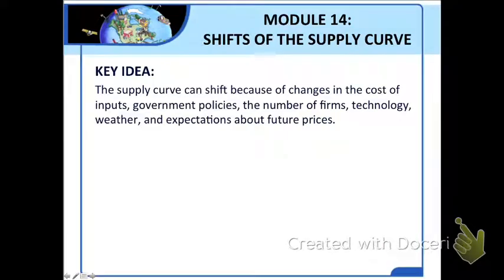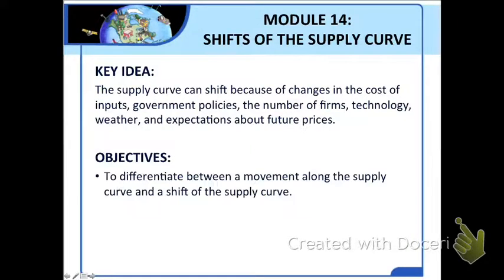The key idea that you want to focus on in this module is that the supply curve can shift because of a number of changes, what we call supply curve shifters. These are the cost of inputs, government policies, the number of firms, technology, weather, and expectations about future prices. And these affect the supply curve in much the same way that demand curve shifters affected the demand curve.